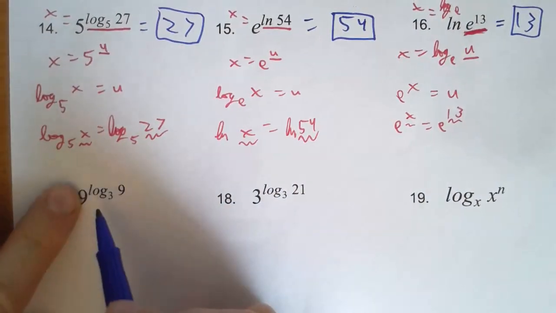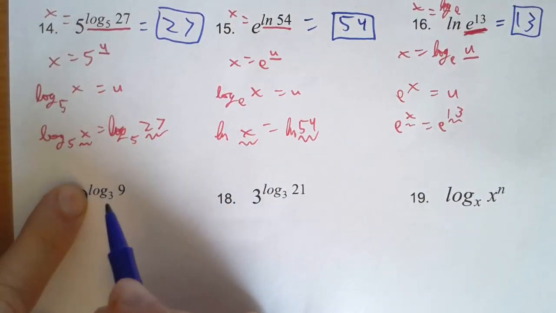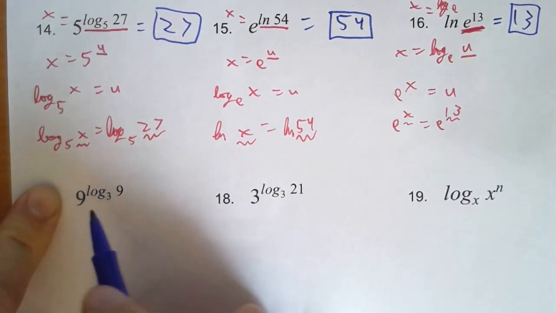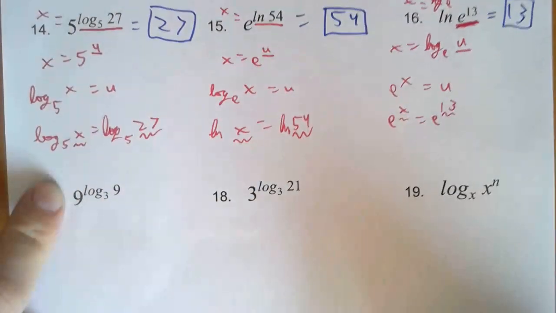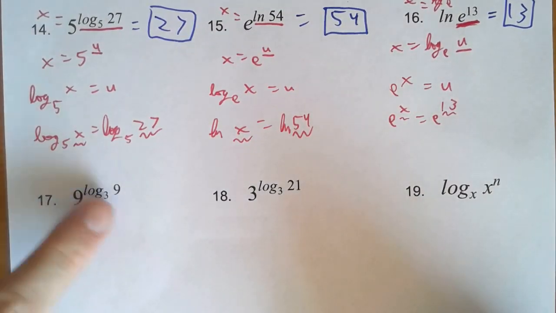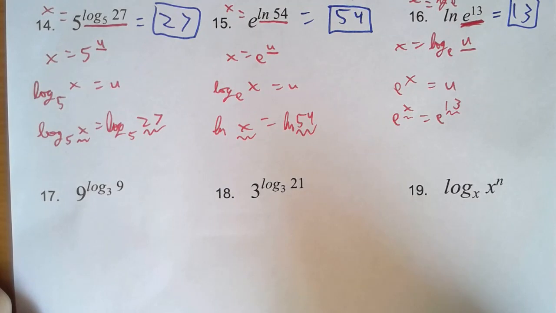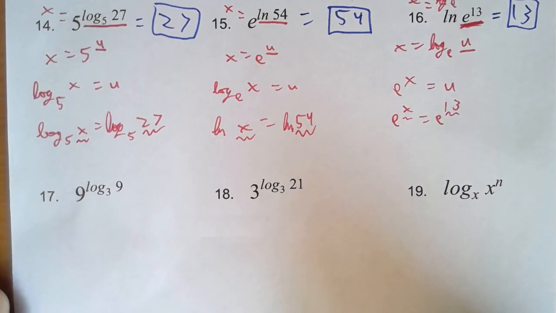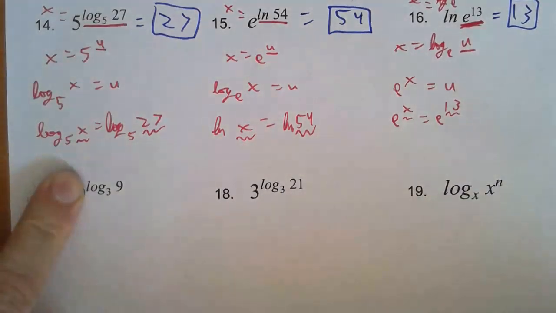This log is an exponent that when you put it on 3, you get 9. But I'm not putting it on 3, I'm putting it on 9. So this is not a silly question. We can't just say this cancels out. They don't just cancel out here. It's just a two-step question.